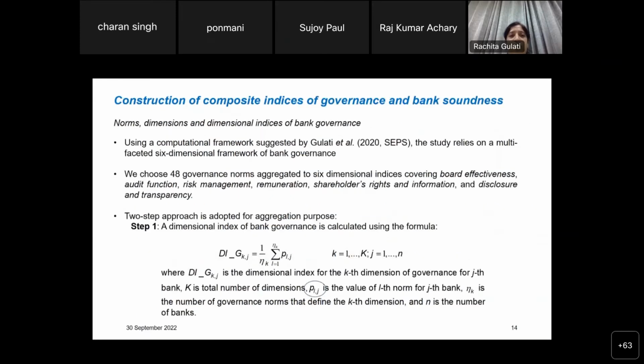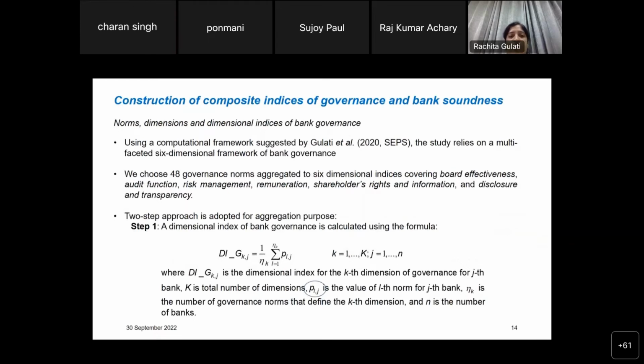Methodologically, the study has used the non-parametric benefit of the doubt approach, which is a data envelopment analysis based approach in the pure output setting, for the construction of the governance and the soundness index.